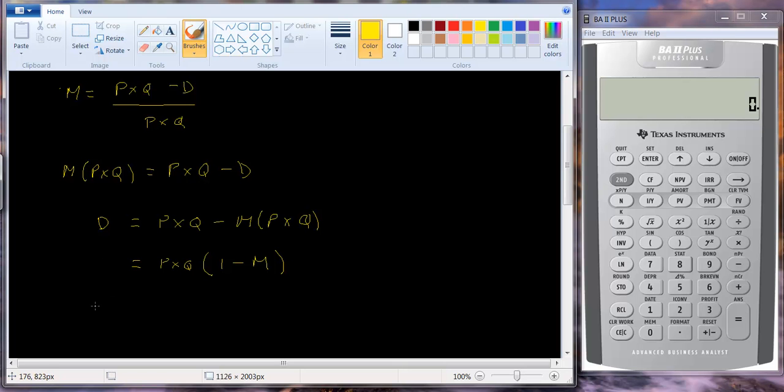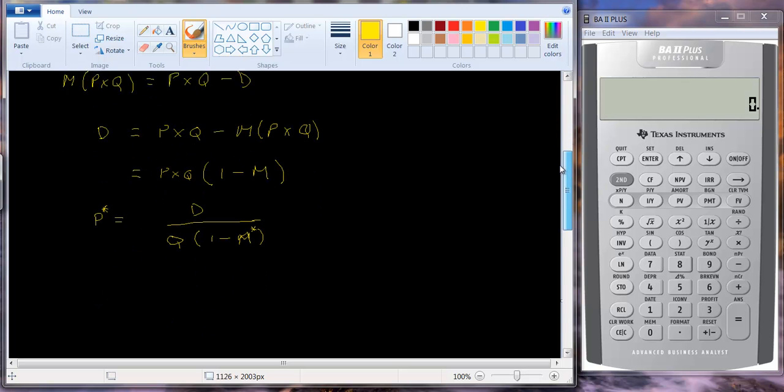So we'll get P equals the debit balance, I'm going to put the D on the right-hand side of the equation, divided by Q times 1 minus M. So that's going to be, let's call that P star. That's the price at which you'll get a margin call when the margin is M star.